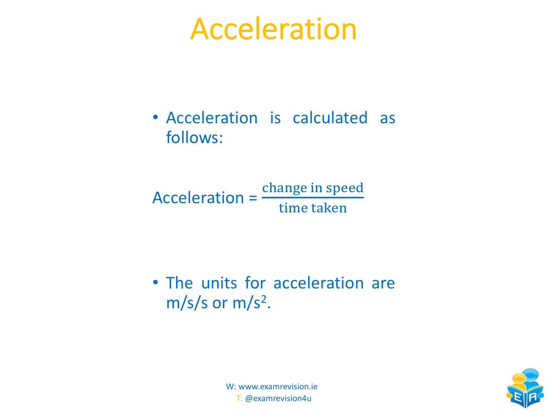So the speeding up of an object is known as acceleration, whereas the slowing down is the deceleration. So acceleration is calculated as follows. It's the change in speed, okay, so the final speed minus the initial speed over the time taken, and the units for acceleration are metres per second squared, or m/s², or metres per second to the -2, sometimes it'll be written as well. Okay, so any one of those is acceptable.